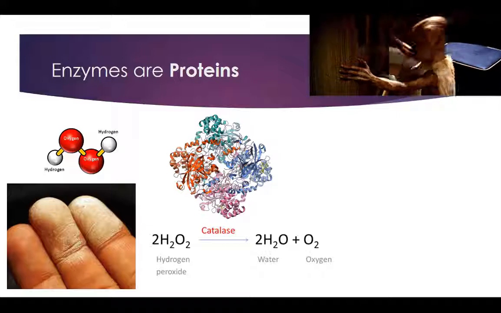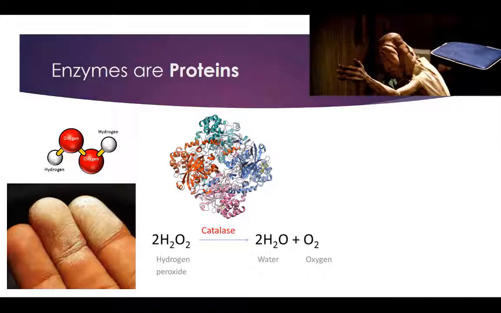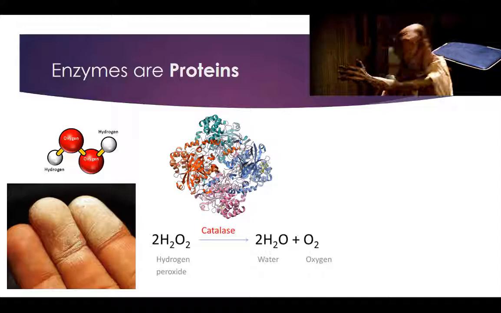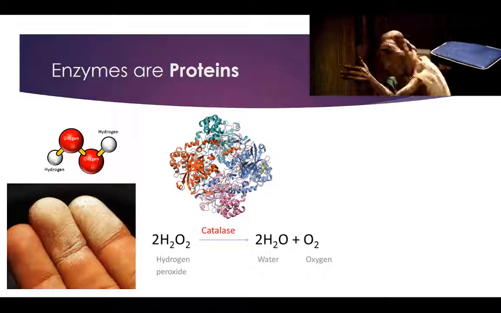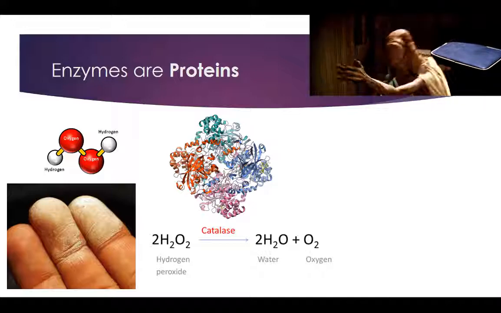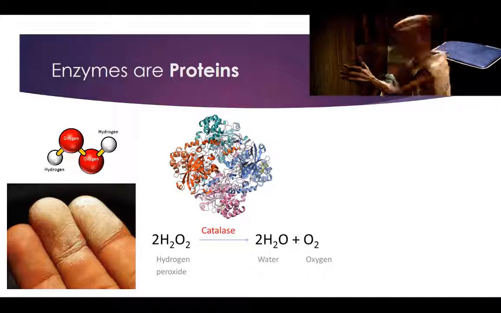But catalase can speed this reaction up for us. It's an enzyme. You can see here it's a quaternary structure of a protein. It's got a bunch of tertiary structures put together, which are in turn made of the alpha helix and the beta sheets, which are all just chains of amino acids.